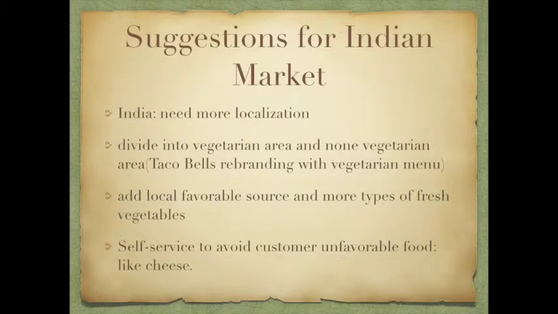What is the suggestion for the Indian market? Localization could be an important strategic plan to operate a restaurant. For example, Taco Bell rebranded with a vegetarian menu in 2013. So we suggest dividing seats into a vegetarian area and a non-vegetarian area, and also adding locally favored sauces and more types of fresh vegetables. And the self-service style helps customers avoid unfavorable food, like cheese.